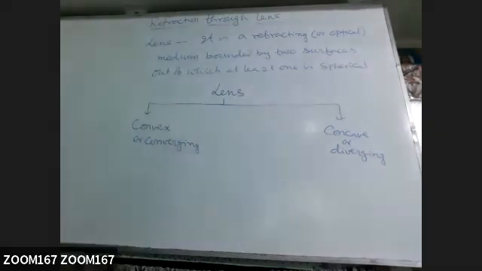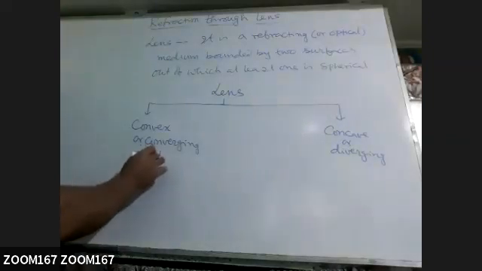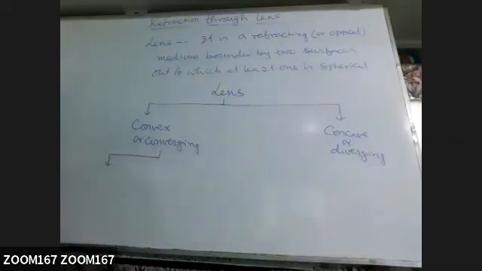Now this convex and concave is further classified into how many types? We have done in class 8. How many types? 3 types, yes. So we can divide this lens further in 3 types.